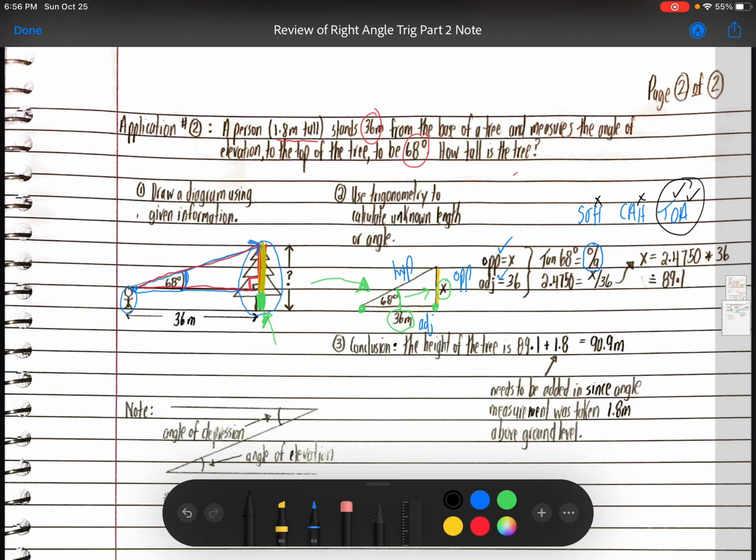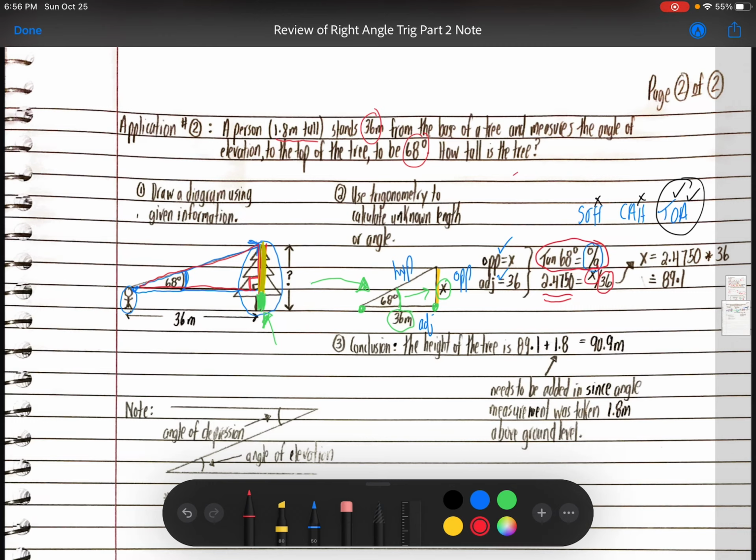So the tan of 68, so let's go back here. The tan of 68 is opposite over adjacent, which is x over 36. So I do the tan of 68 on the calculator, and I get 2.4750. And this tells me that something out of 36 is 2.4750. So I need x to be 2.4750 times 36.